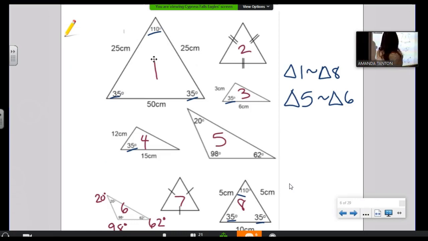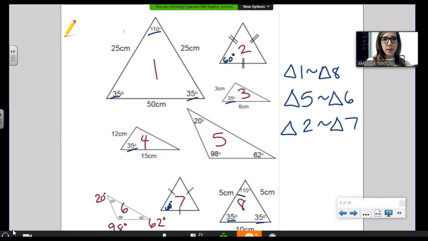2 and 7. That's kind of scary because we don't know any of the side lengths. Do you feel okay about it? Back it up. It's equilateral, so all the angles are equal. Well, there you go. They're both equilateral triangles. So all of the angles are 60. All 6 angles are 60 degrees. So all the angles match and the sides are definitely going to be proportional. Double tick mark divided by single is going to equal double tick mark divided by single every time.